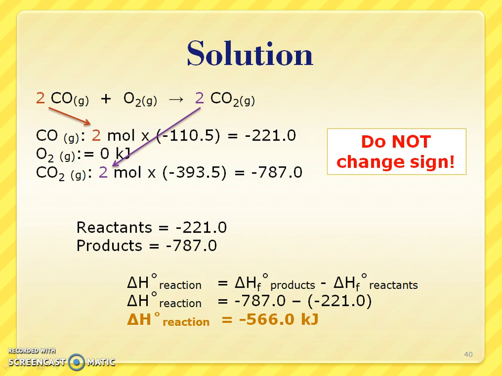I also want to remind you, you do not change the sign. For the CO, we're going to take 2 moles of the value they give us. The oxygen stays 0. And again, for the carbon dioxide, we're also going to multiply by 2. But we're going to keep the sign, because products minus reactants is going to take care of changing any of that sign. So then you just do the math. Negative 787 minus the negative 221 gives us negative 566 kilojoules for that reaction to occur. That's our delta H, and it's going to be exothermic because of that negative.